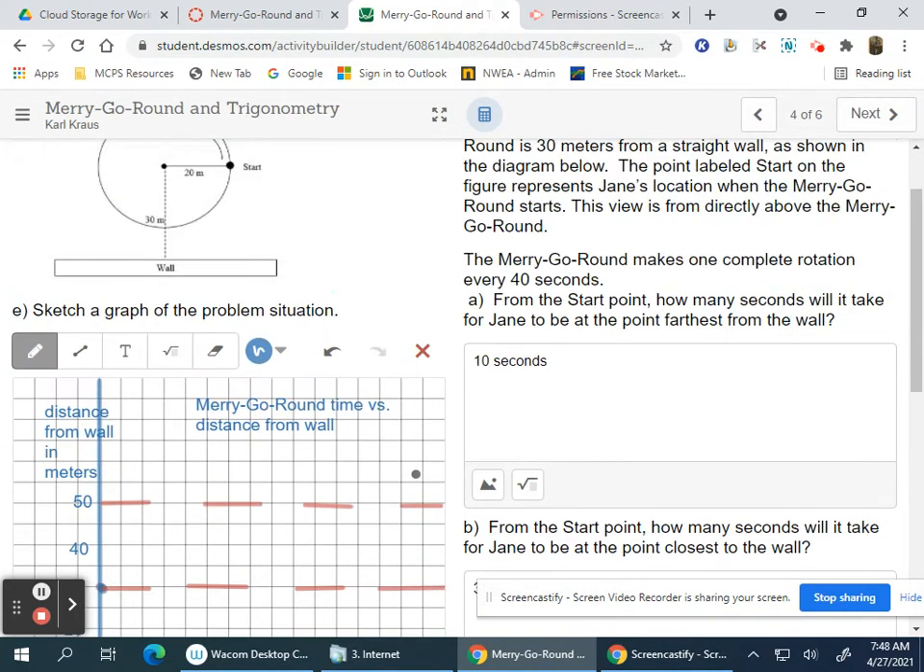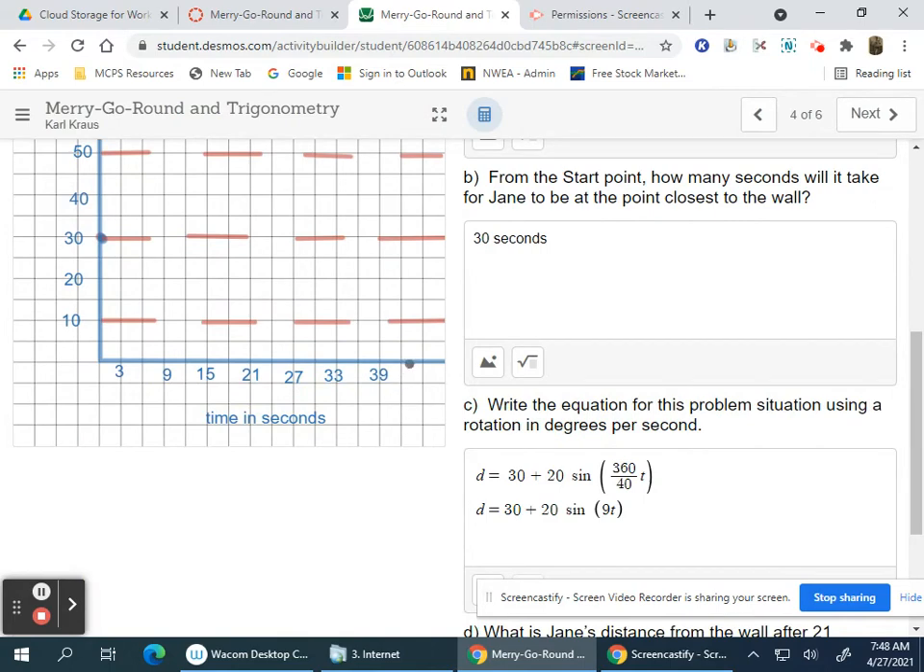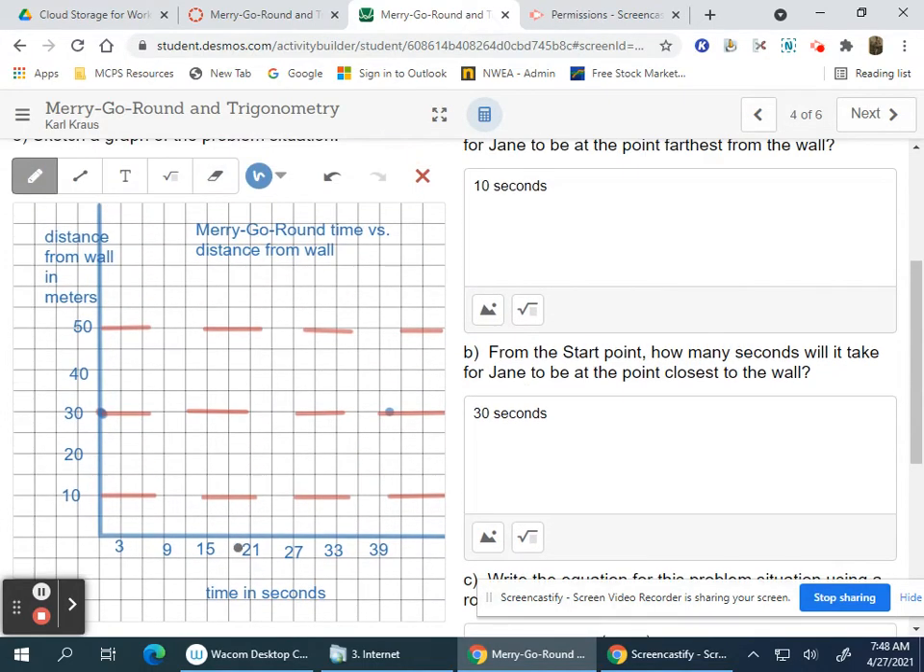And then it says 40 seconds, so right about here. And then at 20 seconds, and then at 10 at a maximum, and 30 is a minimum.